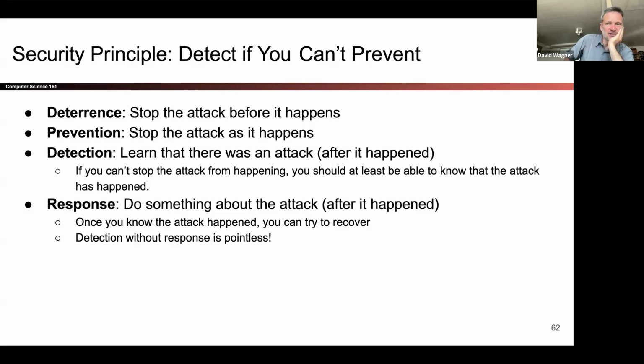Turn on notifications. Turn on notifications for login detections. Yeah, some places will let you send an email if they see a login from a new IP address. So that may be useful for detection. Yeah.